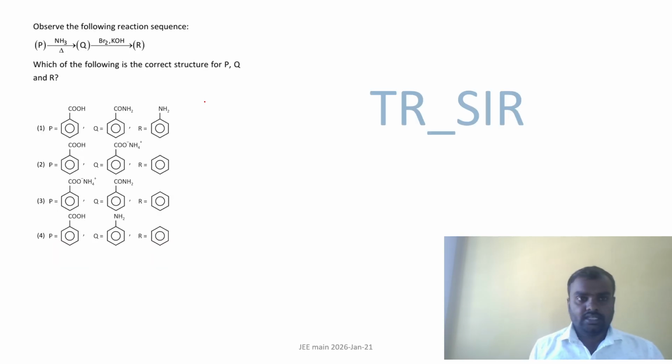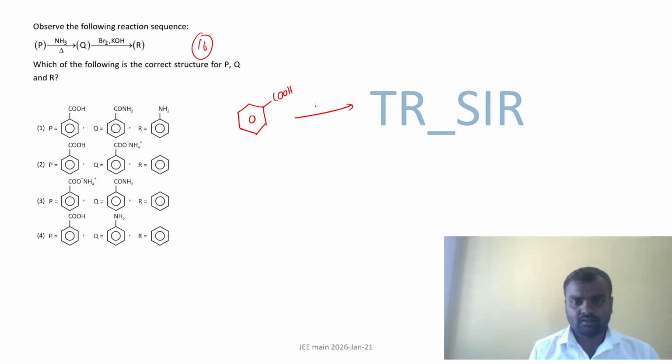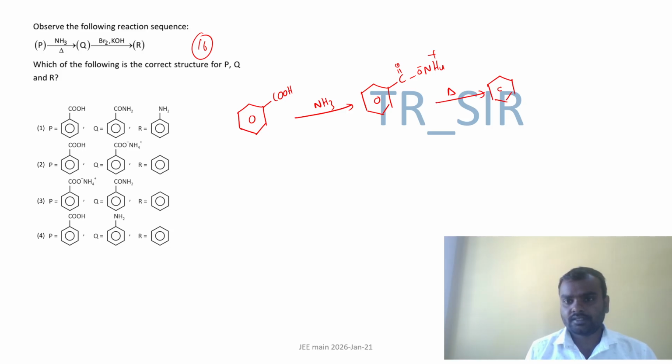Now question number 16. Treating with ammonia, see guys, this is a simple question. If I take a carboxylic acid, COOH, and treat it with NH3 and heat, what happens? First a salt will form: C double bond O, O negative, NH4 positive. If you heat the salt, water elimination takes place and the amide will form.